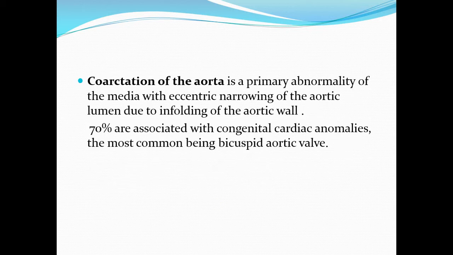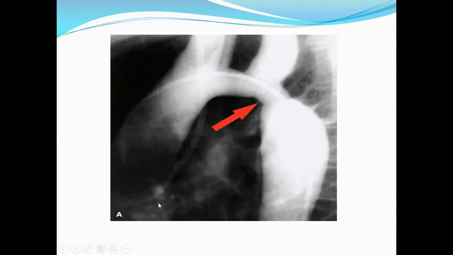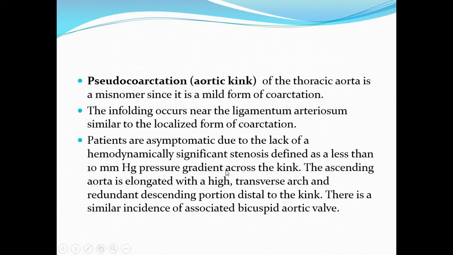Regarding coarctation of the aorta, it is primarily an anomaly of the media. There is eccentric narrowing of the aortic lumen with infolding of the aortic arch. 70% of these are associated with congenital cardiac anomalies, the most common being bicuspid aortic valve. You can see here, this is the ascending aorta, and at the arch, at the isthmus, there is a narrowing of the aortic arch, which is the coarctation.